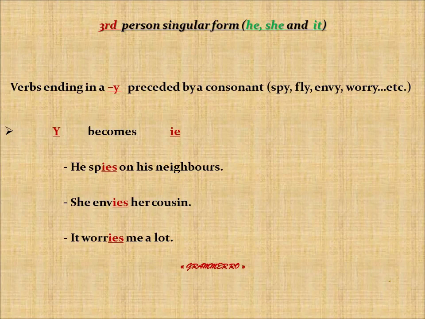Also, for verbs ending in y preceded by a consonant, such as spy, fly, envy, worry, etc., the y becomes ie. For example, he spies on his neighbors. She envies her cousin. It worries me a lot.